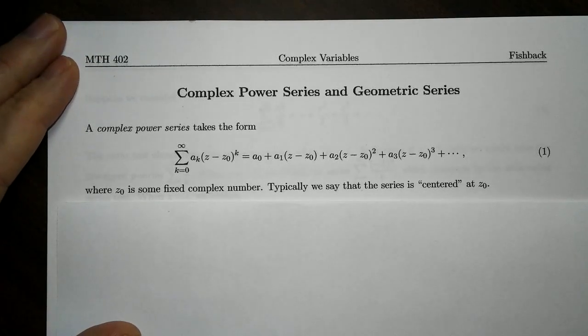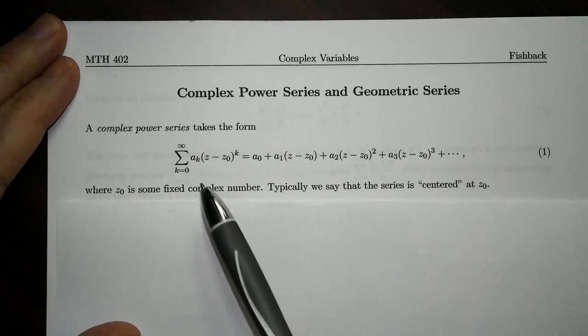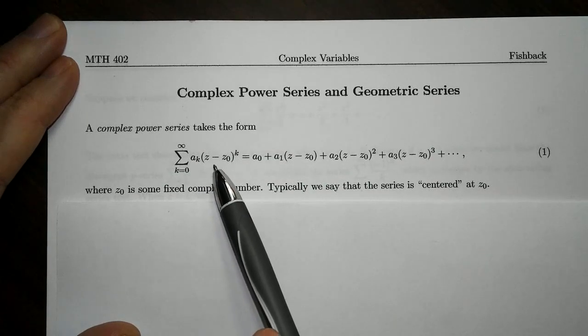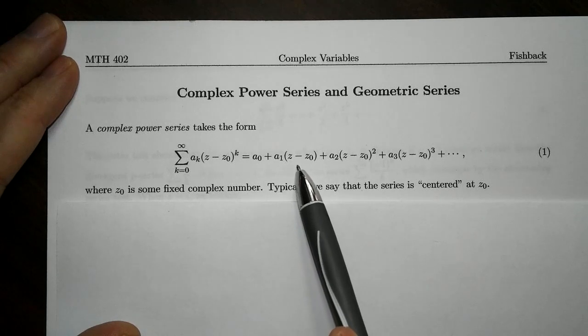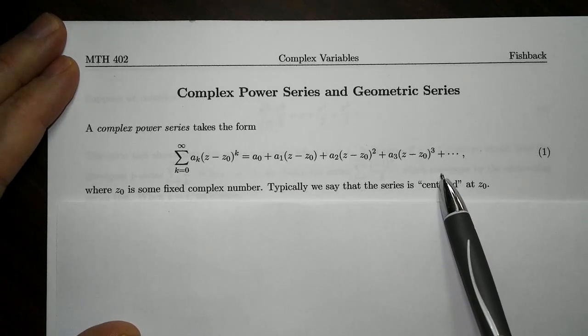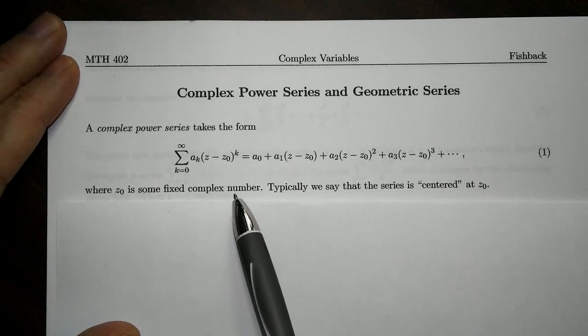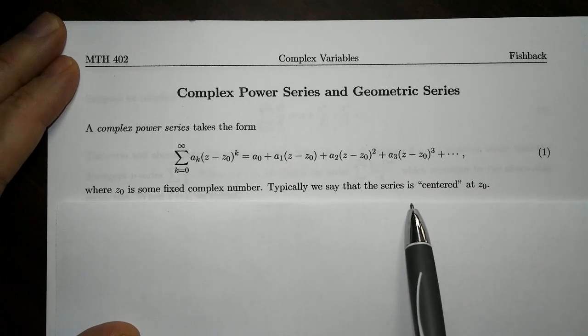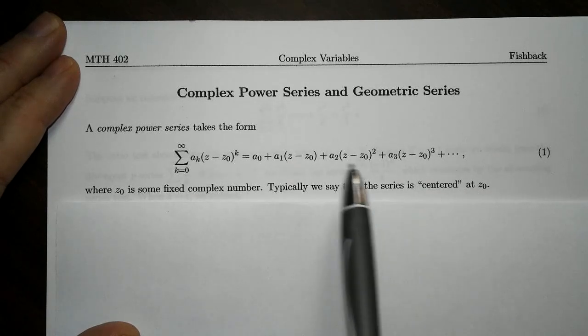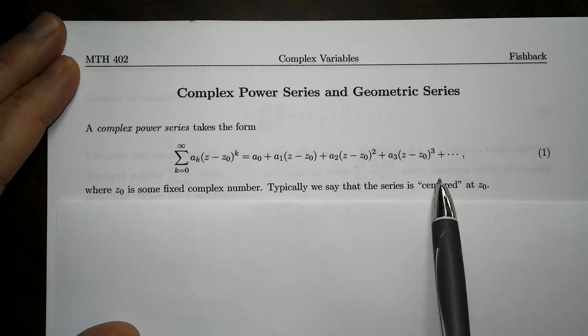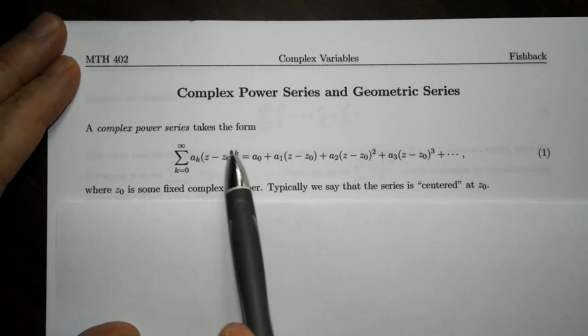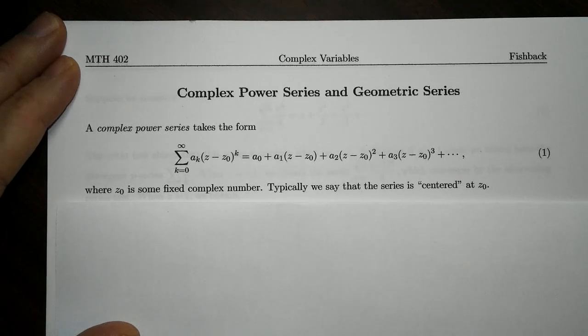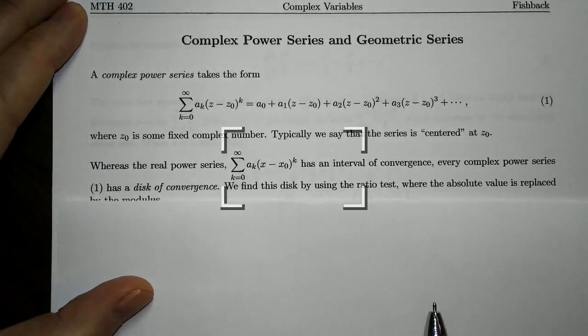A complex power series is a series of the form where we sum from k equals 0 to infinity a sub k times z minus z naught to the kth power, which I can expand this way. And z naught is some fixed complex number. Typically, we say that the series is centered at z naught. So this is very similar to a real valued power series, except we use z to denote complex numbers, and the a's can also be complex numbers as well.